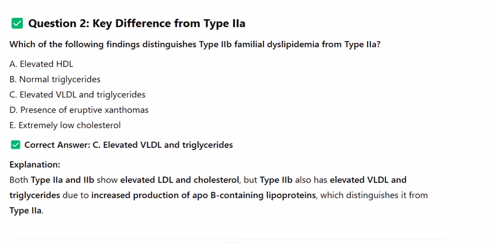Elevated VLDL and triglycerides. Explanation: both type 2A and 2B show elevated LDL and cholesterol, but type 2B also has elevated VLDL and triglycerides due to increased production of ApoB-containing lipoproteins, which distinguishes it from type 2A.